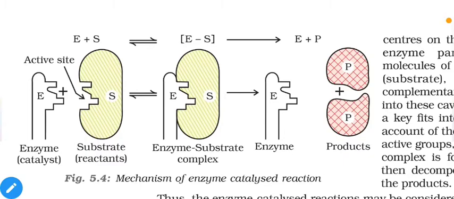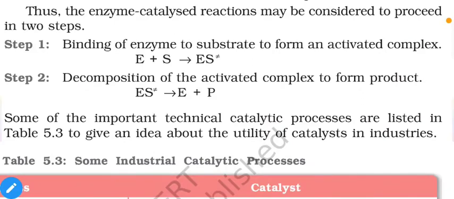That means you cannot use one enzyme for another reaction. Just like keys, one single key works with one lock only. You cannot use the same type of key for another lock. So this enzyme catalyzed reaction occurs in two steps. First step is binding of the enzyme to the substrate to form an active complex. So E plus S gives ES*, and second, decomposition of this activated complex. That means ES* gives E, that means enzyme, plus product.